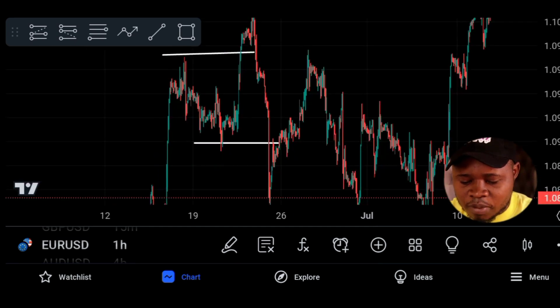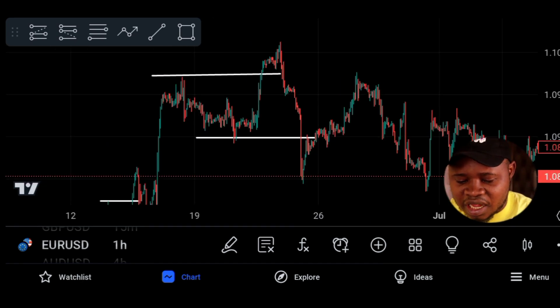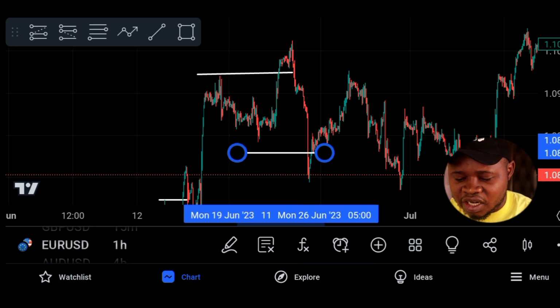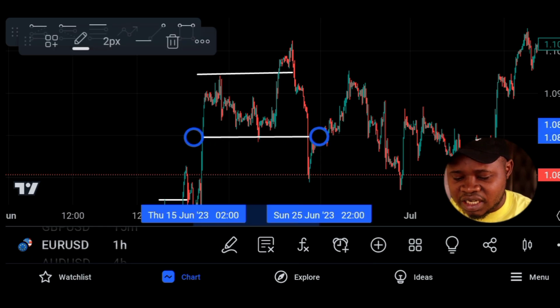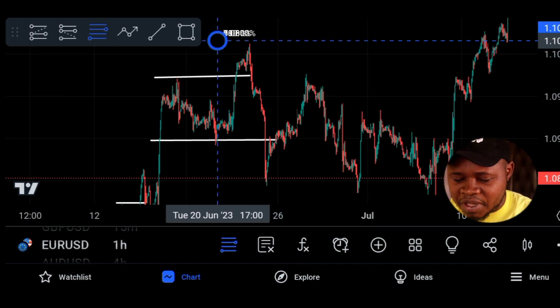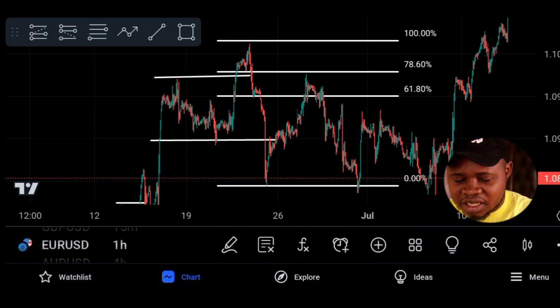Now look at this one more time. This is a change of character from an uptrend to a downtrend. The market gave us a change of character here. This is a change of character. You can see clearly. Then we now wait for the market to pull back. Plot your fib from here. Take it to the recent. Now what did you observe?